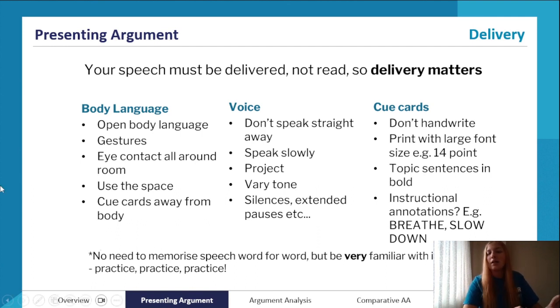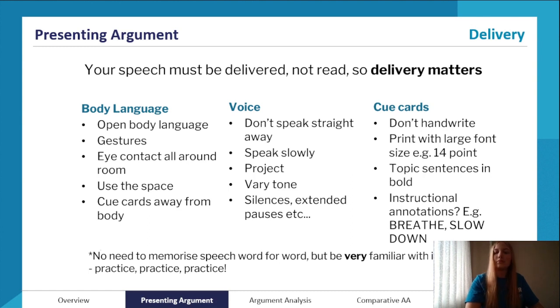With your voice, plan your vocal effects that you're planning to employ. So first of all, you don't want to speak straight away. Make sure that everyone is quiet before you start with your oral. Speak slowly and clearly, don't rush. If you're finding the need to rush in order to finish in time, it really means that you need to cut down on some word count in your oral and cut some things out. You should not have to rush at all.